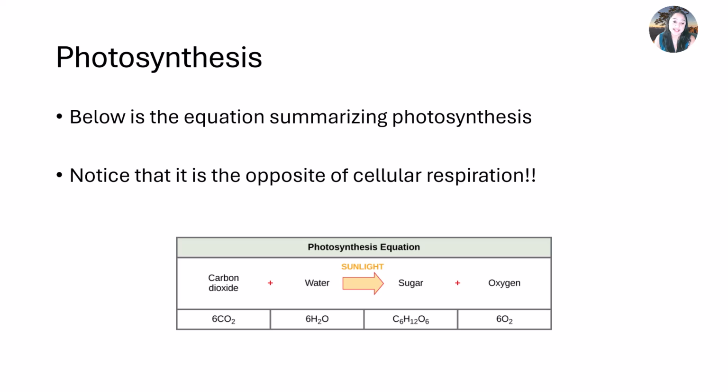Again, this is that same molecule of glucose, and it happens to make oxygen as a byproduct. If you notice, it's exactly the opposite of cellular respiration. And that's why we depend on each other. Plants and animals depend on each other because we both happen to benefit from each other in the processes that we do.